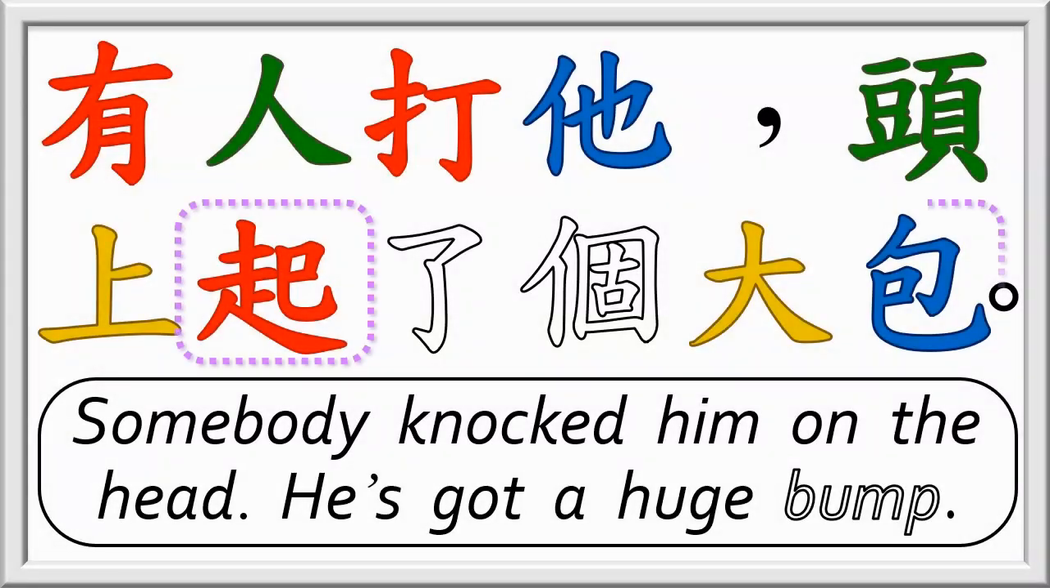As I mentioned a few moments ago, bao can refer to a lump or a bump. So, qi bao means to have a bump, literally to swell into a bump. 有人打他，头上起了个大包。Somebody knocked him on the head. He's got a huge bump. In English, when we lift our eyes, it's to look at something.